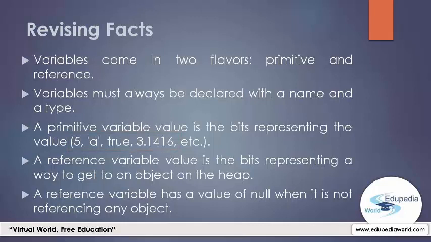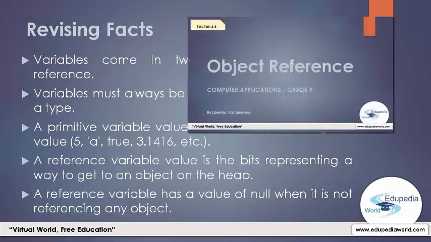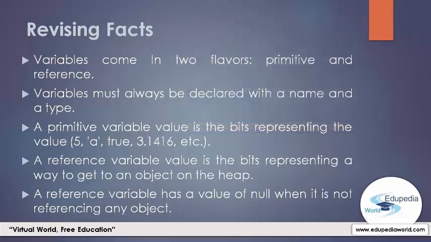But a reference variable value is the bits that represent a way to get to an object on the heap. If you don't have any idea what we are talking about here, you can watch the episode we have created for object references and then come back to this episode, because it is necessary to have that basic understanding of object references.